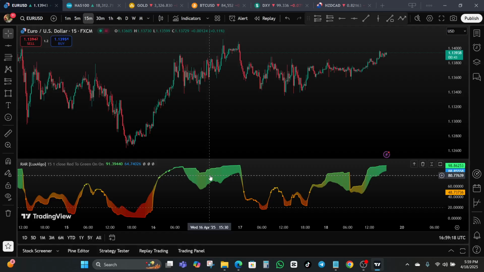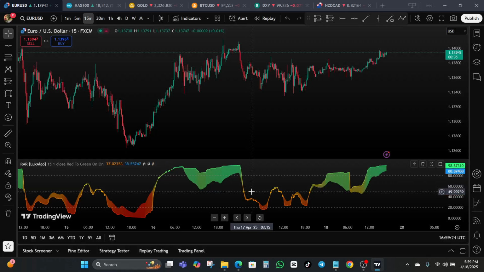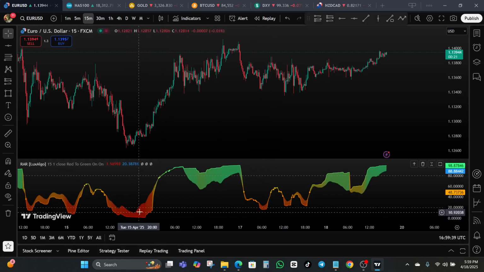becomes excessively overbought. Then the yellow zones represent neutral or consolidating markets. If the RSI moves into these zones, it could indicate a pause or indecision in the market. So the market might be preparing for a move in either direction. Then for the red zones, when the RSI enters the red zone, it signals that the market is in an oversold condition.